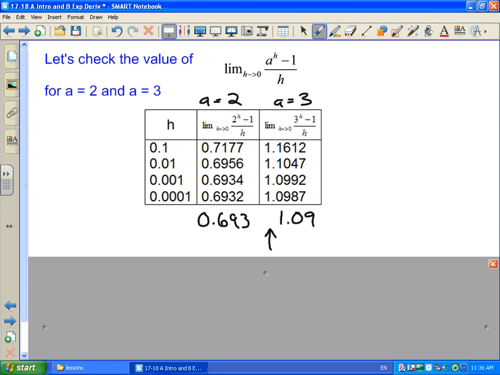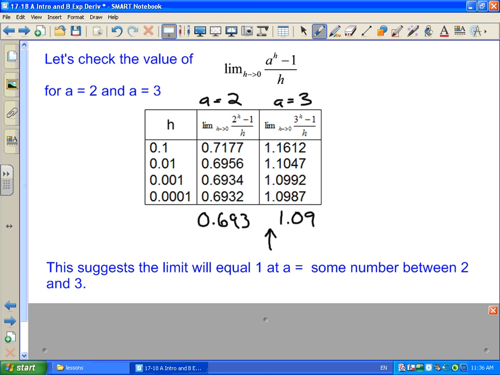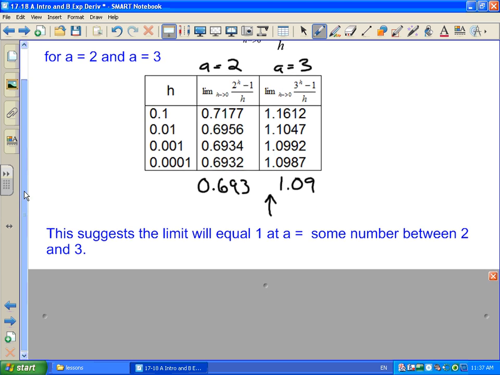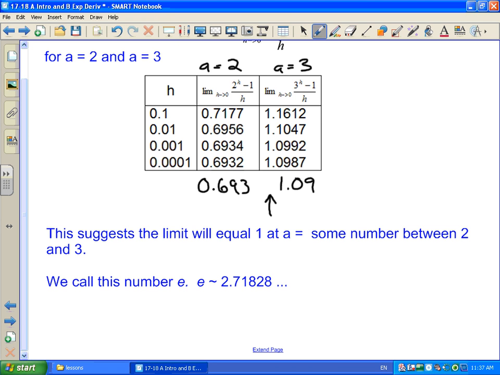What number do we have to pick as our base to get the limit to be 1? This suggests the limit will equal 1 at a equals some number between 2 and 3. What is that number? Well, it's the number e. e is approximately equal to 2.71828, and so on. It's an irrational number, so the decimals don't repeat, they don't terminate.